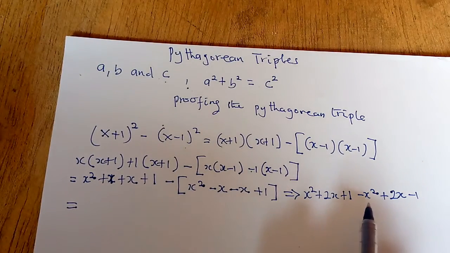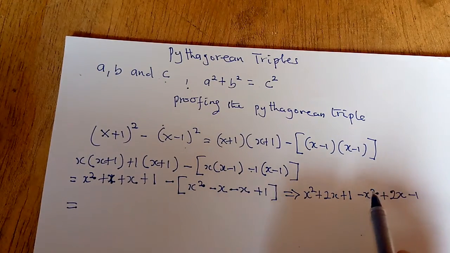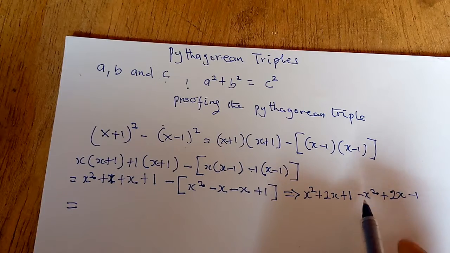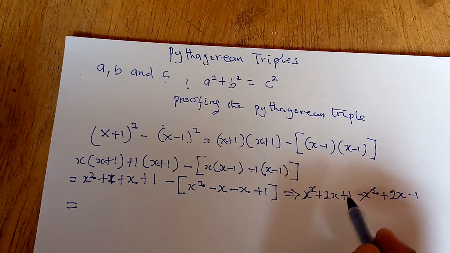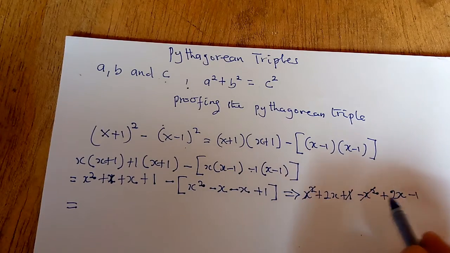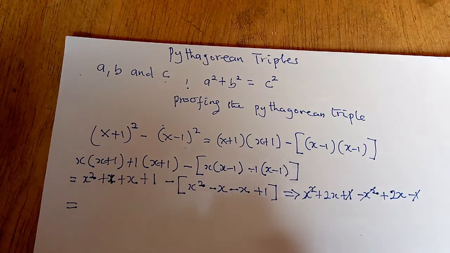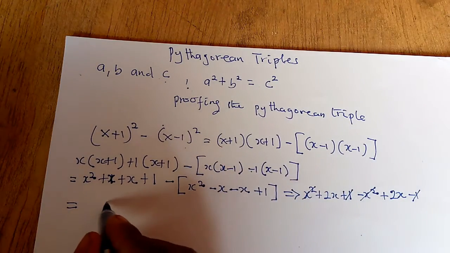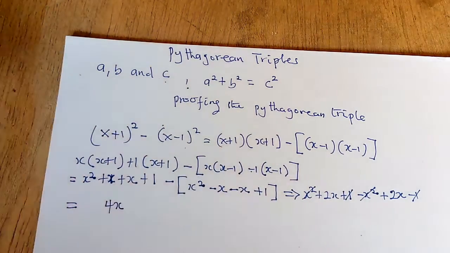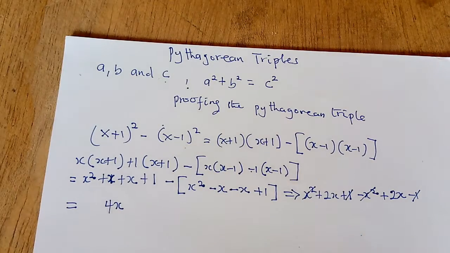Okay, so let's break it down here. Positive x squared and then negative x squared, they cancel out. And then plus 1 and minus 1, they cancel out. So now it is left with only 4x, like this. So expanding everything will give us 4x.